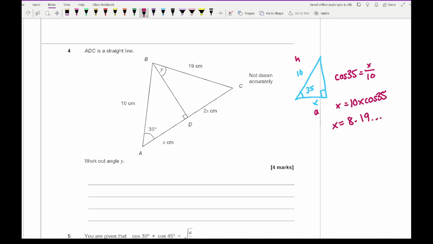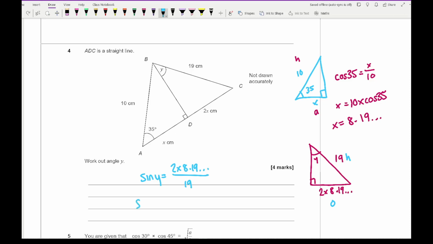So if x equals 8.19, then 2x, if I get this second triangle and draw that here, and this is y, and this is going to be 2 lots of 8.19, and this length here is 19. Labeling that triangle, I've got the opposite, I've got the hypotenuse, and I've got my angle. So here I'm going to use sine, so it's going to be sine y equals 2 times 8.19 all divided by 19.